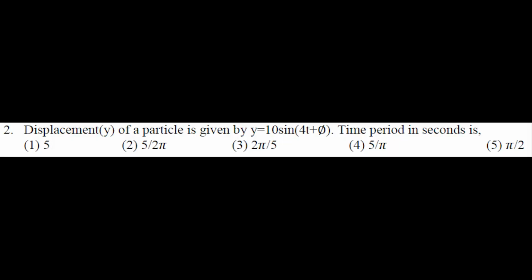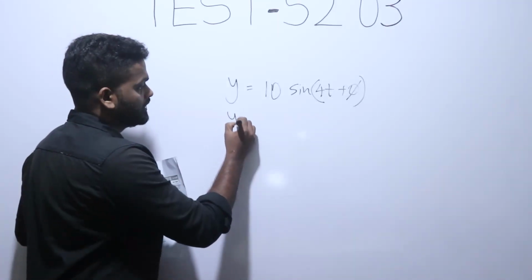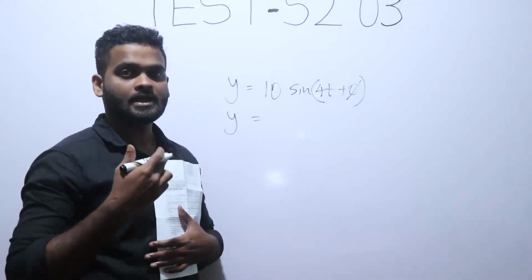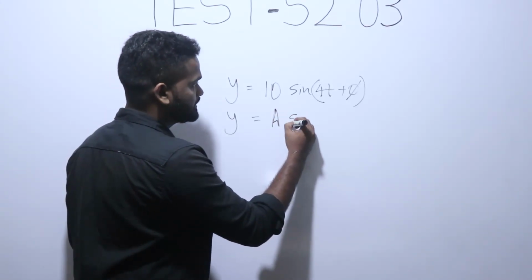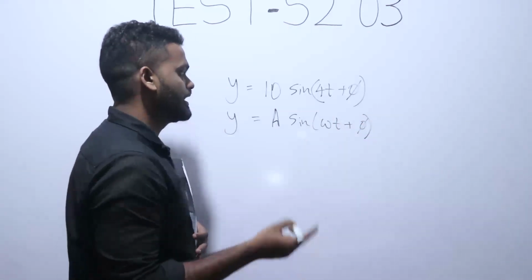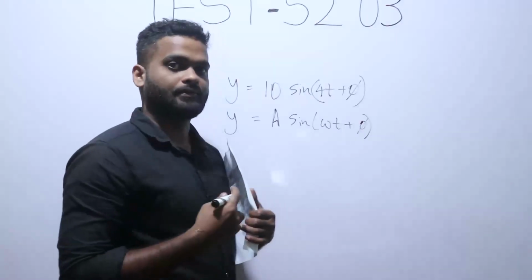Second question: displacement y of a particle is given by y equals 10 sine (4t plus 5). Time period in seconds is? So this is the equation in simple harmonic motion for displacement. The common equation is capital A, the amplitude, sine (omega t plus phi), where omega is the angular velocity and phi is the phase angle or the phase difference.